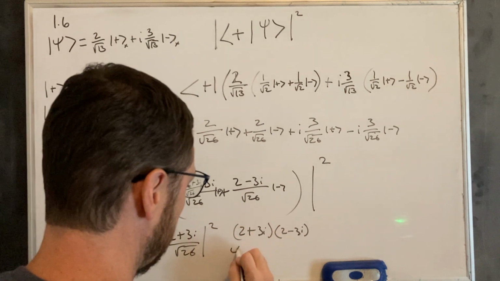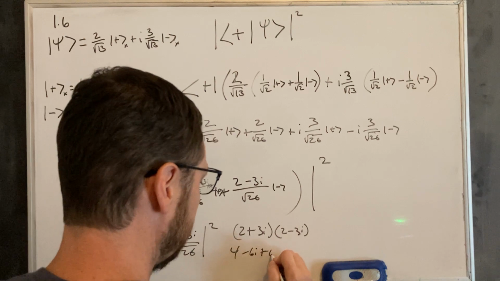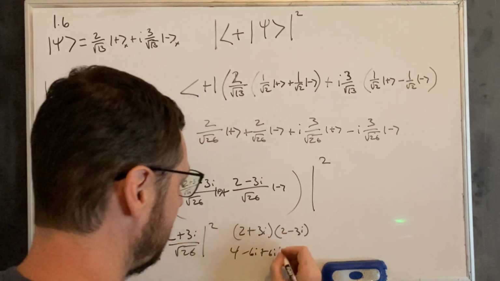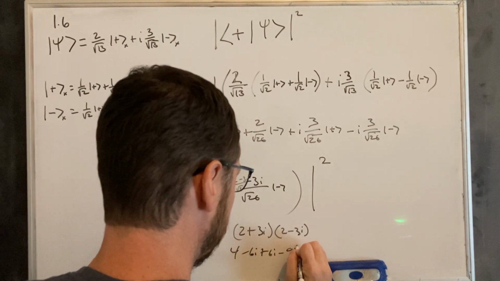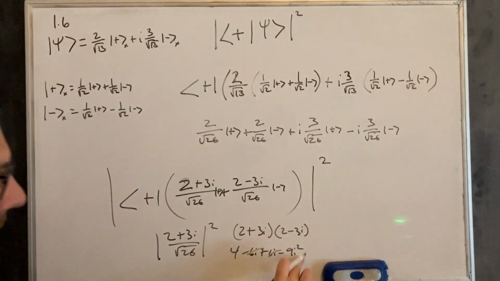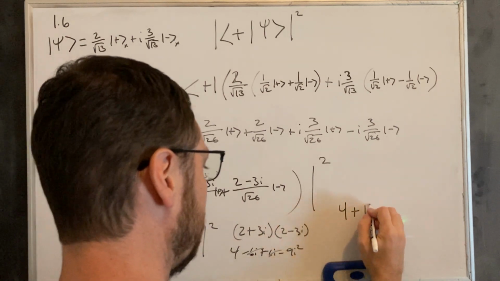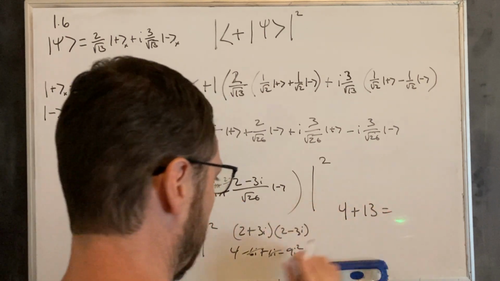And so we'll do 4 minus 6i plus 6i, and then minus 9i squared. Our 6i's cancel out, and then we're left with our i squared is going to flip the sign. So we'll be left with 4 plus 9, equals 13.